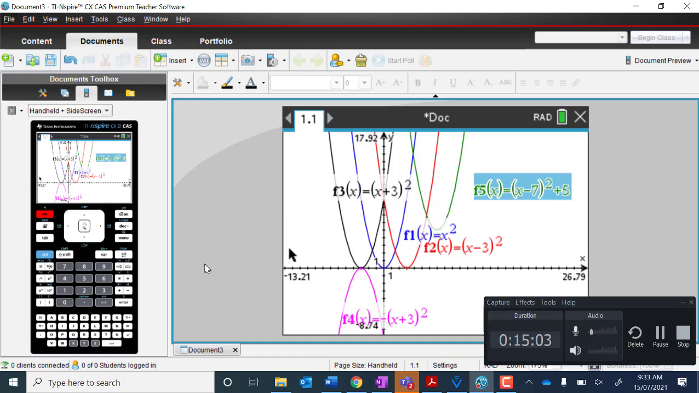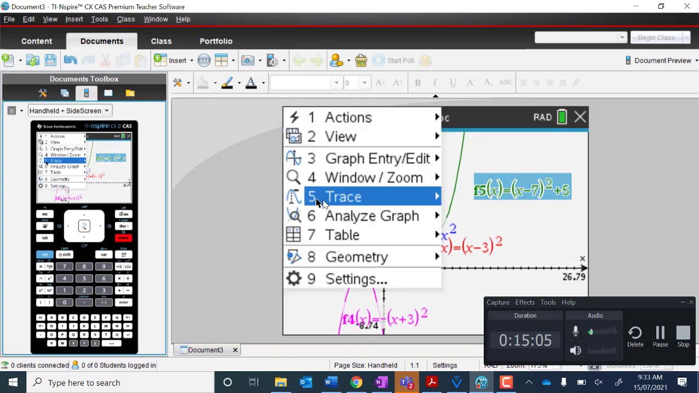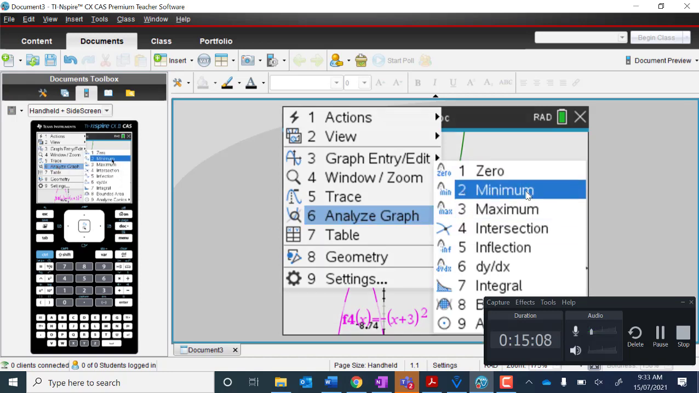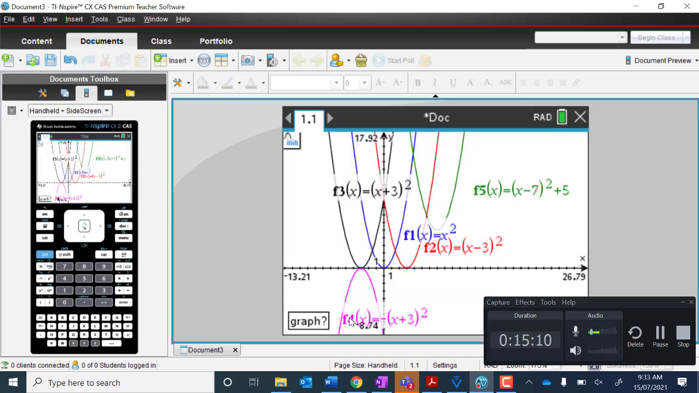But what we could also do is go to Windows, Analyze Graph, find the minimum, and which graph do we want? You're going to have to select. So you're going to have to use your mouse and go, I want that one. Click down on the little mousy thing, which is over here. Once you select it, click that button, and then that will select that graph.